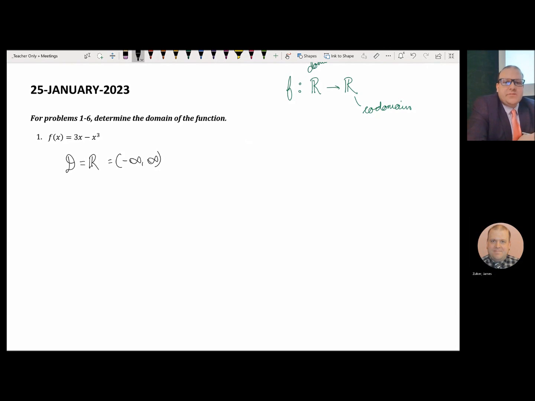You determine this using the two rules. Can't divide by 0. And was it the inverse, the reciprocal of the function? Is that what you said? No, radical. Not inverse, just radical. So you're looking at even indexed radicals. Don't worry, I have examples of those.